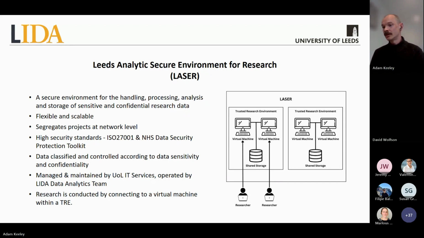The data that is used within LASER is classified and controlled according to its data sensitivity and confidentiality. We operate a risk-based model adapted from the one that Alan Turing Institute published. 5 tiers of risk. Tier 0 is super open data. Nobody really minds who can read it, all the way up to tier 4, which is your really sensitive stuff that has to be quite tightly controlled.